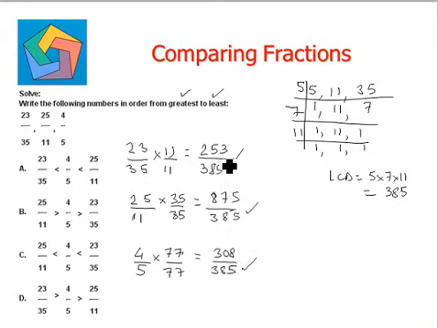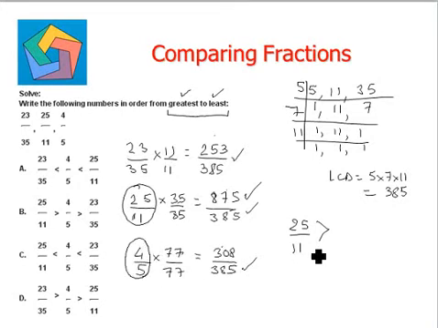Now we look at the numerators. We have 253, 875 and 308. Now our question says greatest to least. So we'll choose the fraction with the largest numerator, that is the second one. So 25/11 is the largest fraction. The next one would be 4/5 and the smallest is 23/35. This is the correct order and can be seen in option B.